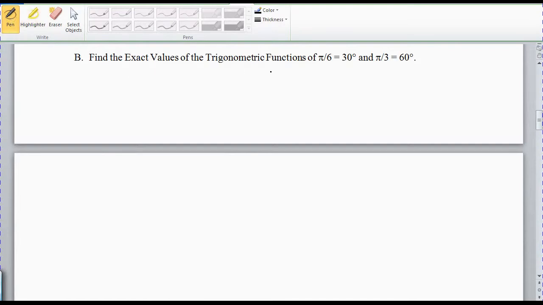Now let's find the exact values of trig functions for 30 degrees and 60 degrees. Now to do that, I'm going to draw an equilateral equiangular triangle, which means that all three angles are 60 degrees, because they must add up to 180 degrees, and they're all the same. That means they're all 60 degrees. And then if one side is x, all three sides are x.